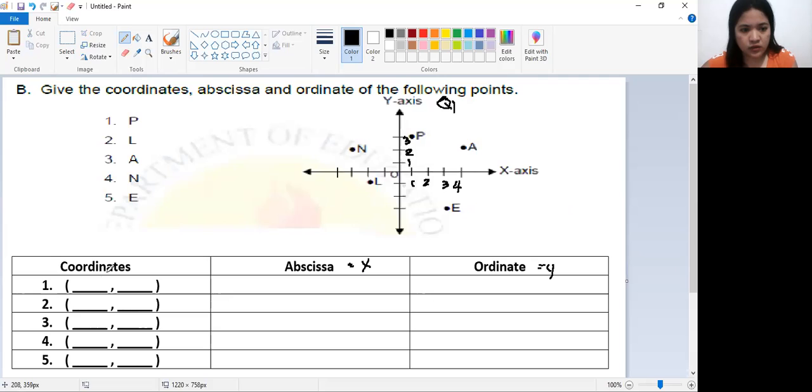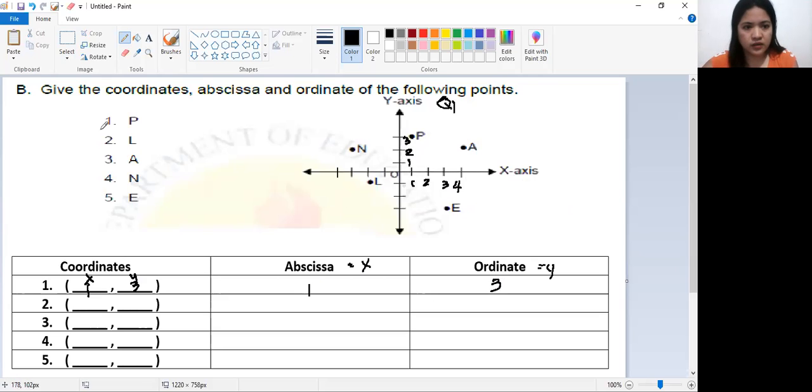So sa coordinates mo, take note na laging nauuna si x. Kaya nga x, diba, sa alphabet, x, y. Okay. So x, nasaan siya? Nasa tapat ng 1 and 3. So that means positive 1 and positive 3. So lagay mo dyan 1 and 3. So same positive since quadrant 1.